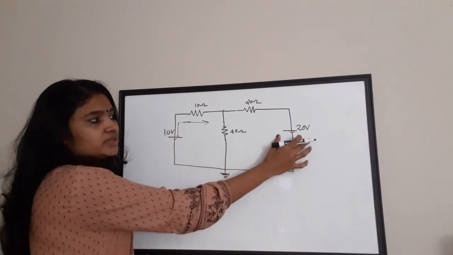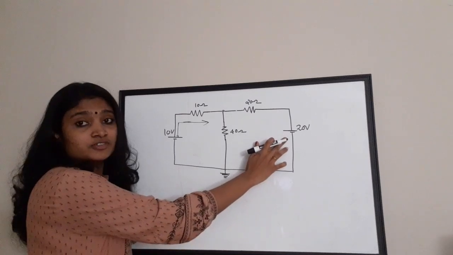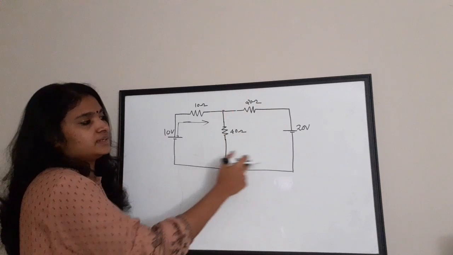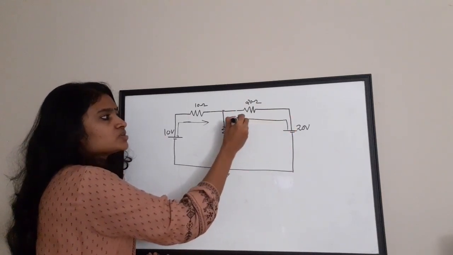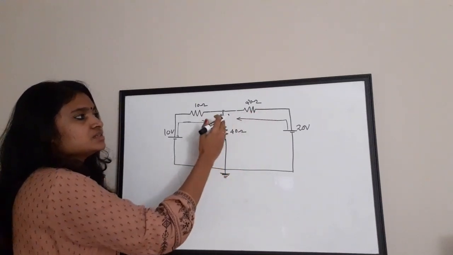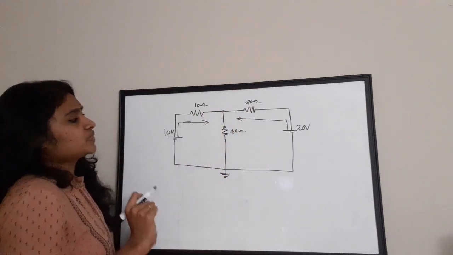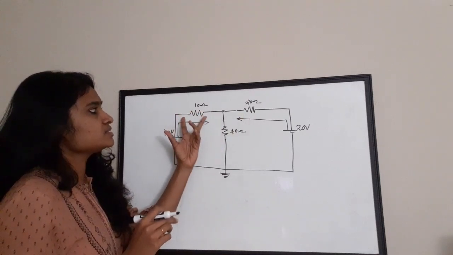Similarly, for this voltage source, there is a positive terminal and a negative terminal. So the current flows from positive to negative. Here also the current is flowing from positive to negative, and the current direction is towards this 20 ohm like this. Okay, so we have marked the current flow in these two branches.